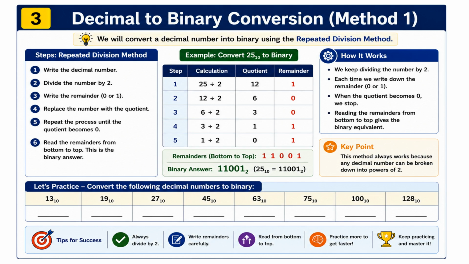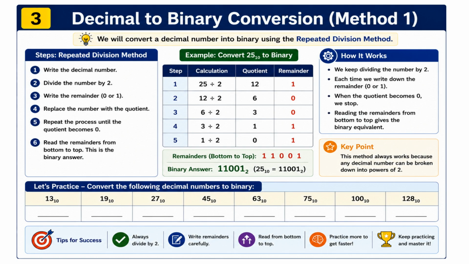The remainders, from top to bottom, are 1, 0, 0, 1, 1. But remember, we always read the remainders from bottom to top, so the binary answer becomes 1, 1, 0, 0, 1. Therefore, 25 in decimal is equal to 11001 in binary. This method works because every decimal number can be broken down into powers of 2.